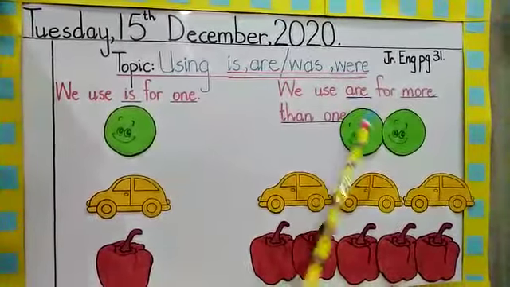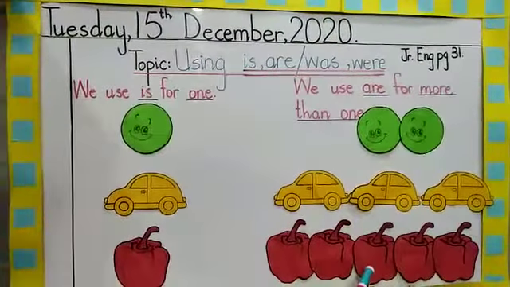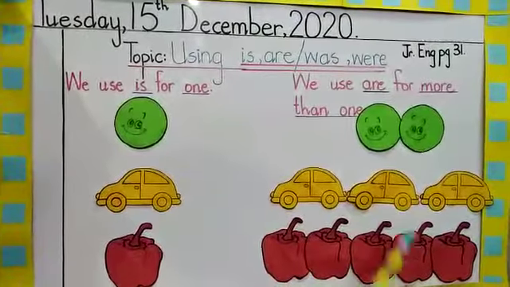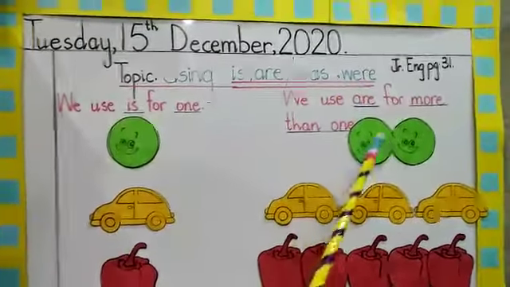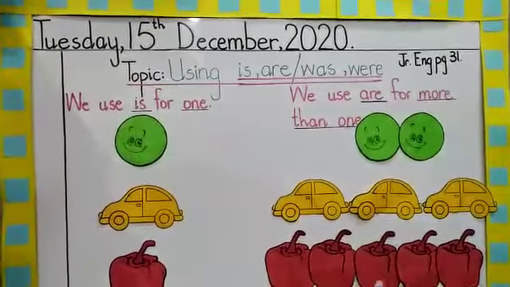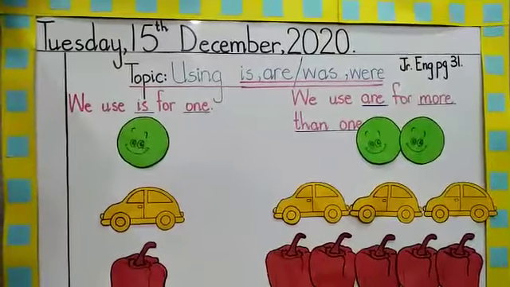In the same way, we will use was for one thing and were for more than one thing. Okay, let's come towards the bookwork.